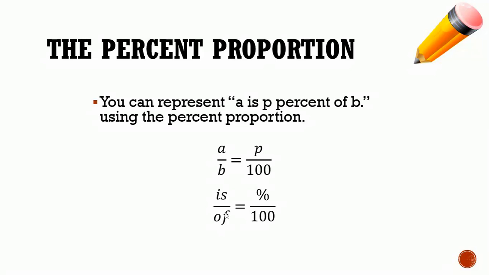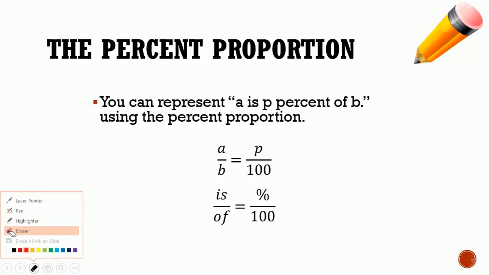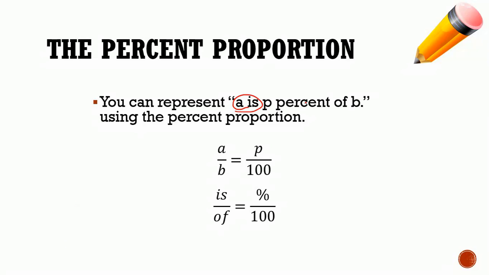So you can represent "A is P percent of B" using a percent proportion, aka A divided by B equals P over 100. I like to consider it is over of equals percent over 100. See how A is right beside is and of is right beside B. So whatever number is right beside is your A, and whatever's right beside your of is your B. And then P is right beside percent, or is usually going to have a percent sign.